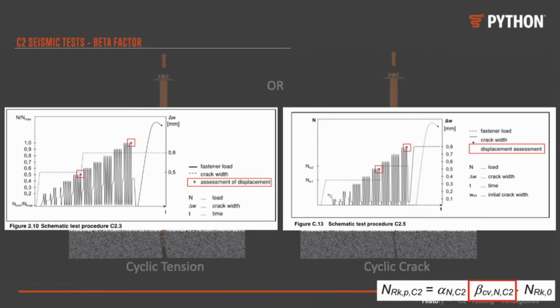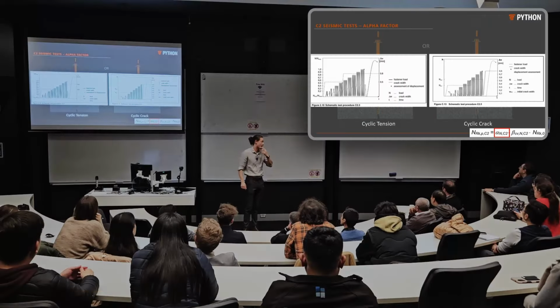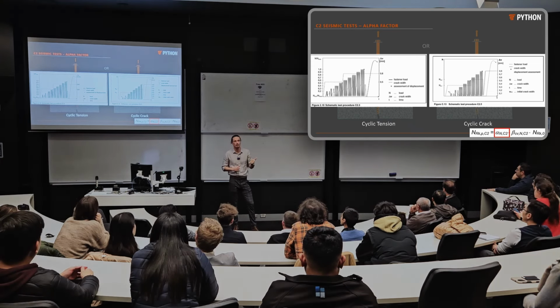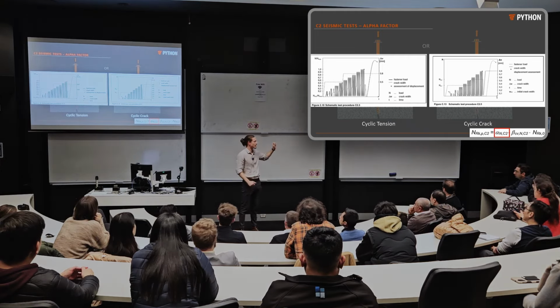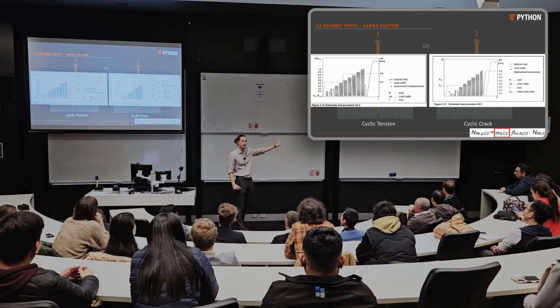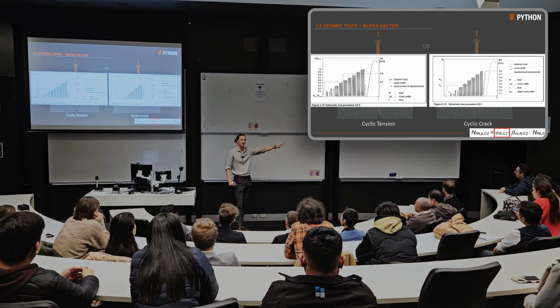Now, the results of these vary a fair amount depending on the type of anchor that you're using. But to give you a sense of scale on the impact of these on the end result, it would be common for, say, a screw anchor in concrete to have a reduction factor for cyclic tension of around 0.9 and a reduction factor for the cyclic crack test of somewhere between 0.2 and 0.3.